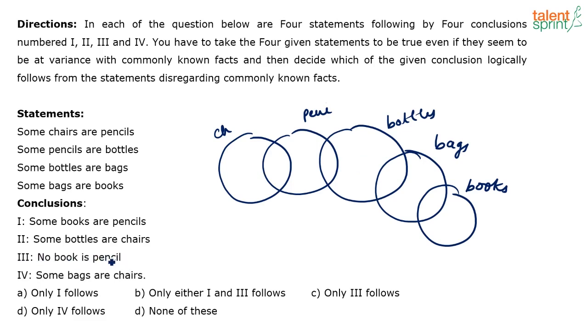Look at the third conclusion that is given. They are saying no book is pencil. Now look at conclusions 1 and 3. It is a complementary pair. Correct? Some books are pencils. No book is a pencil. So definitely one of these conclusions has to be true. When you look at the correct diagram, either the first conclusion has to be true, and then the third one is definitely false, or if the third one is true, the first one is definitely false. So that is called a complementary pair.